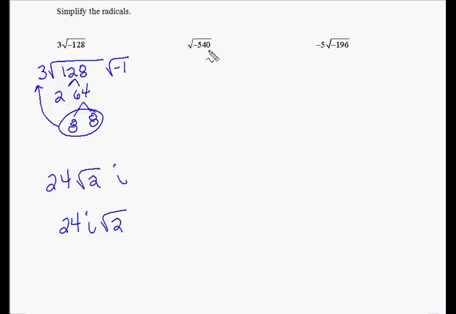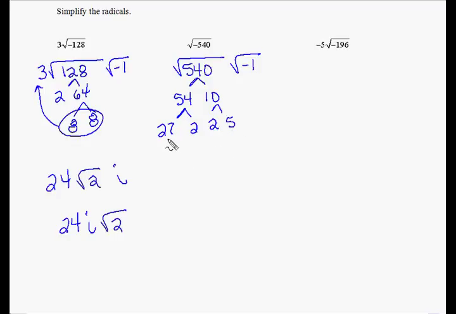Square root of negative 540 is the same thing as the square root of 540 times the square root of negative 1. 540 is 54 times 10. 54 is 2 times 27, and 10 is 2 times 5. 27 is 3 times 3 times 3.